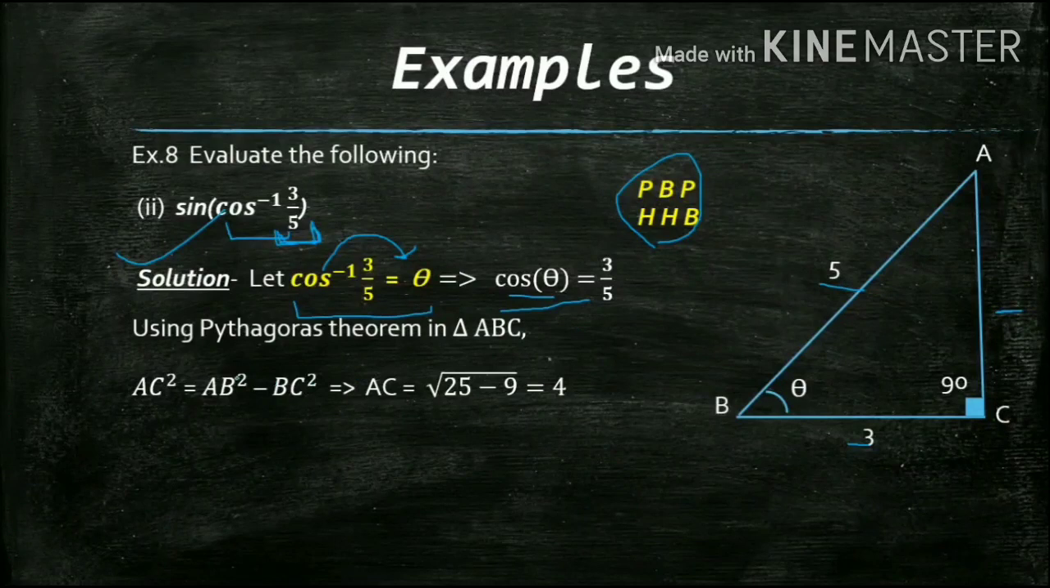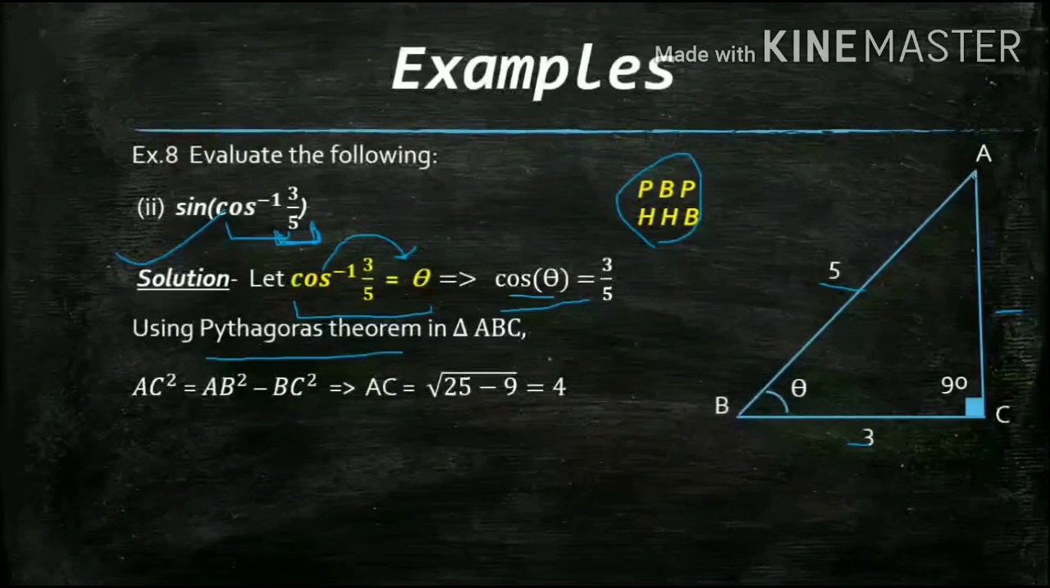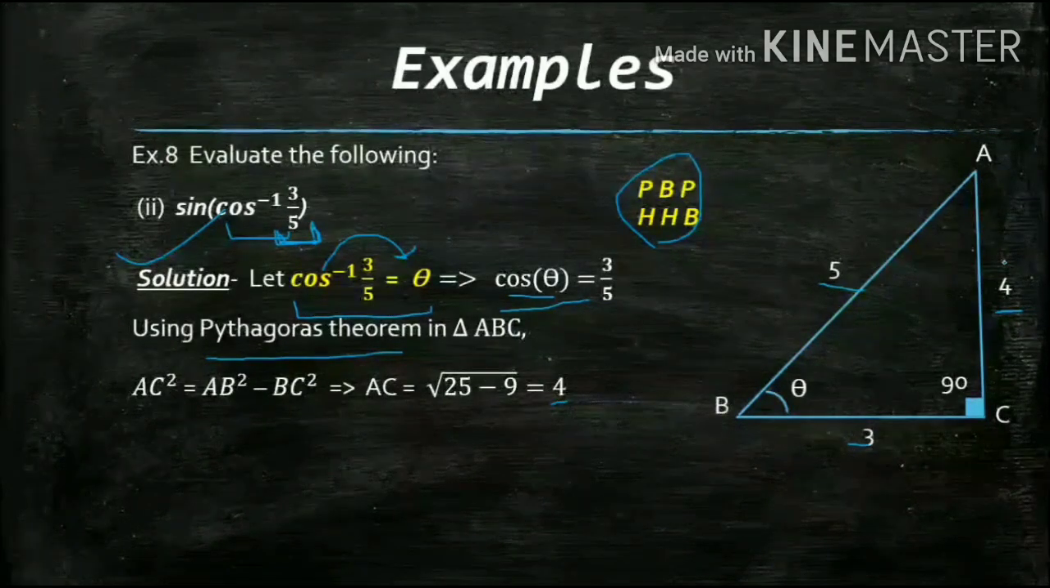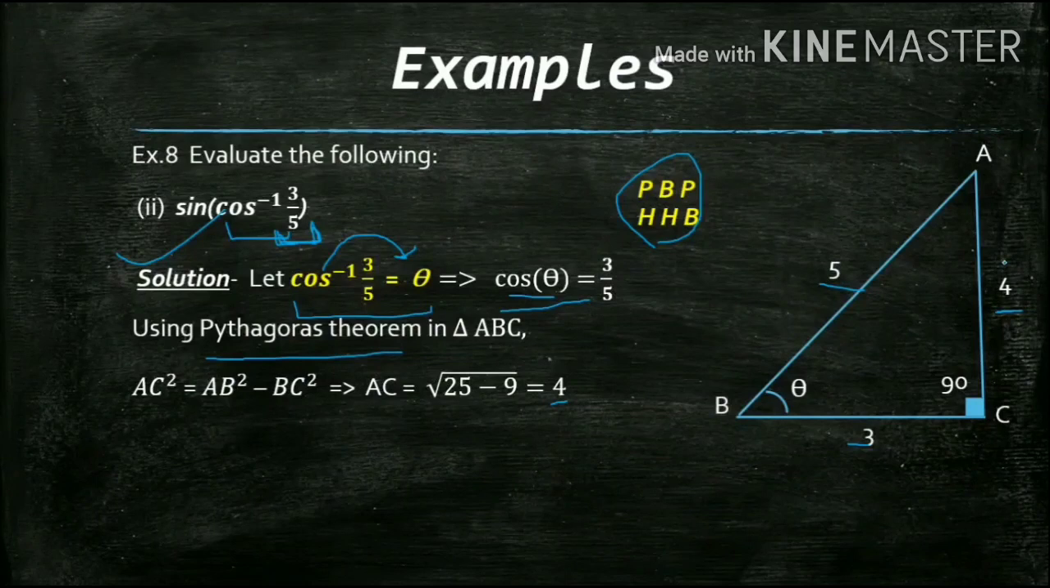Yes. Using the Pythagoras theorem, in this triangle ABC, you know that the square of the length of the hypotenuse is equal to the sum of the squares of the other two sides. So that means this AC square you can write like AB square minus BC square. So AC would be square root of 25 minus 9, which is nothing but 4. So we get AC as 4. Now you know all the three sides of this triangle.